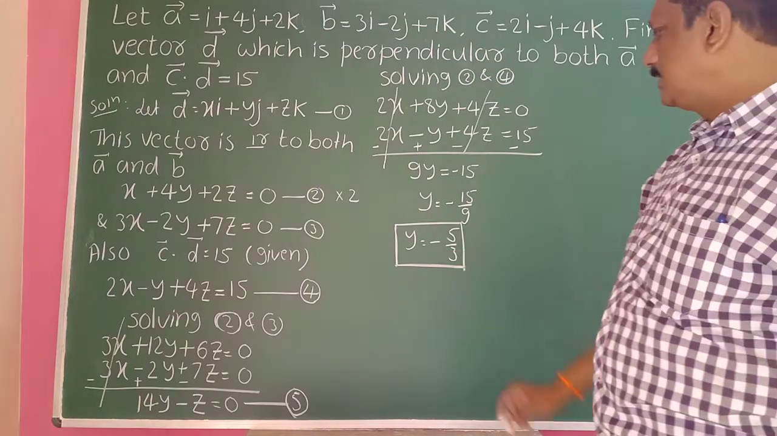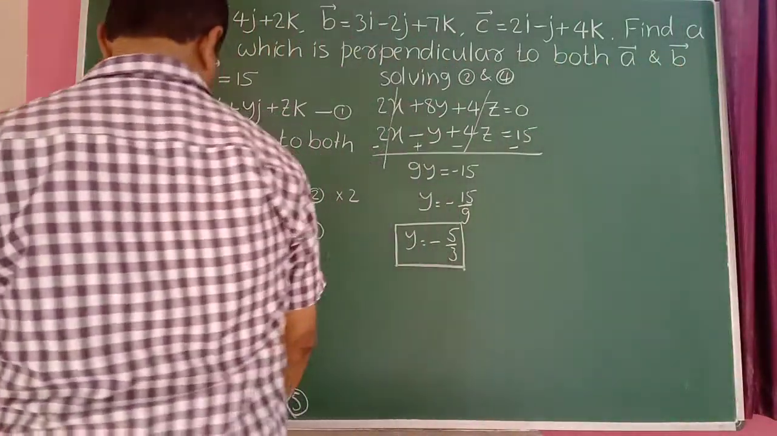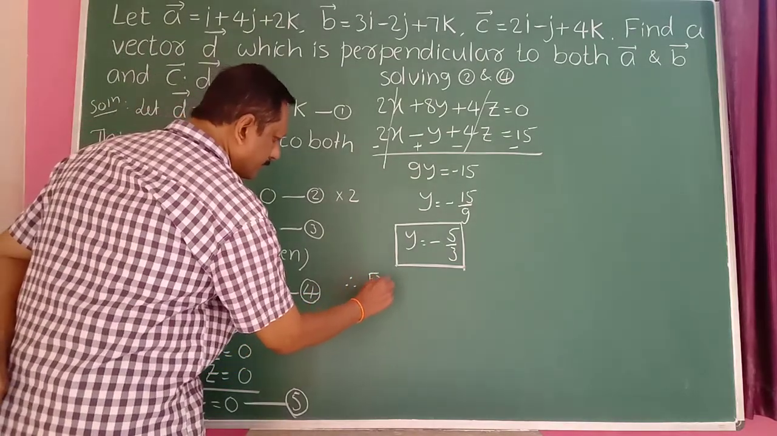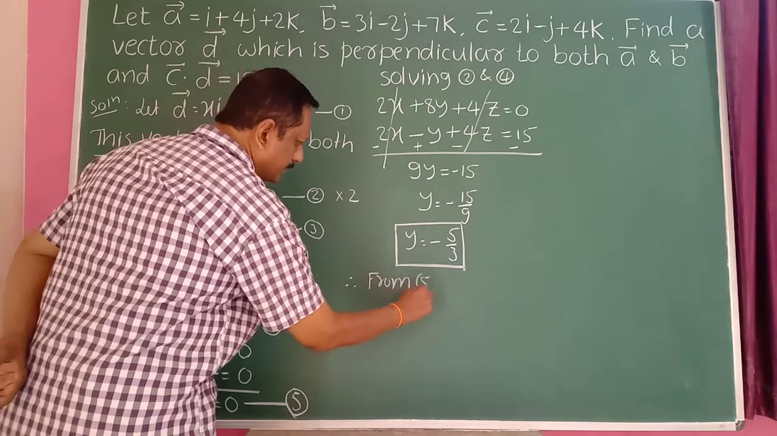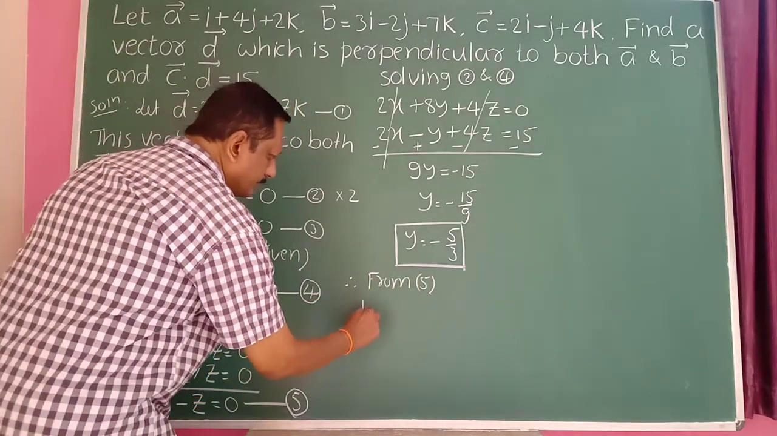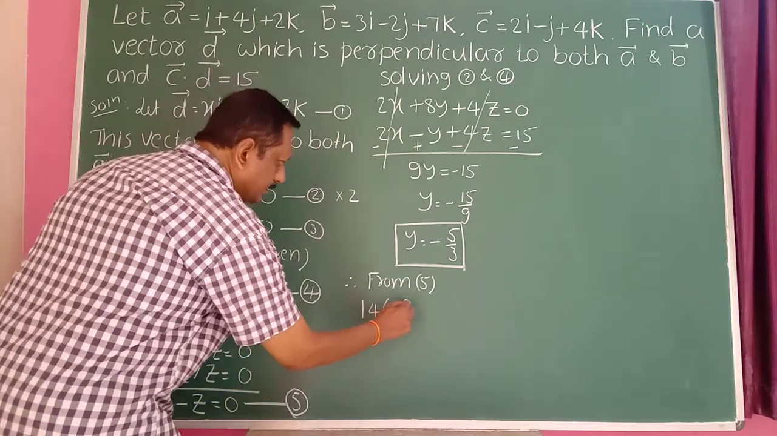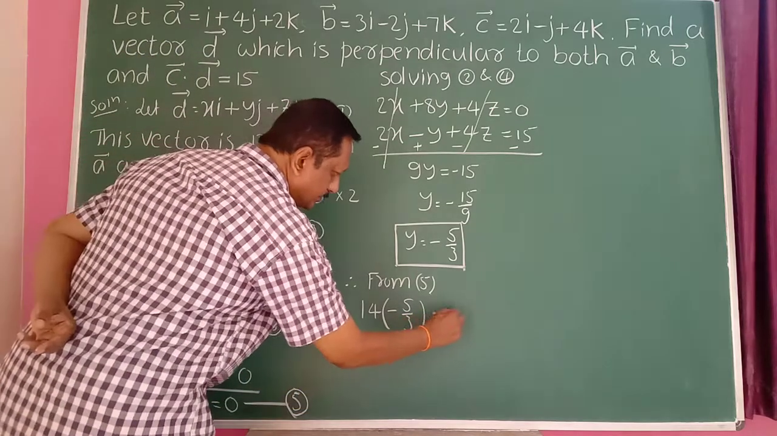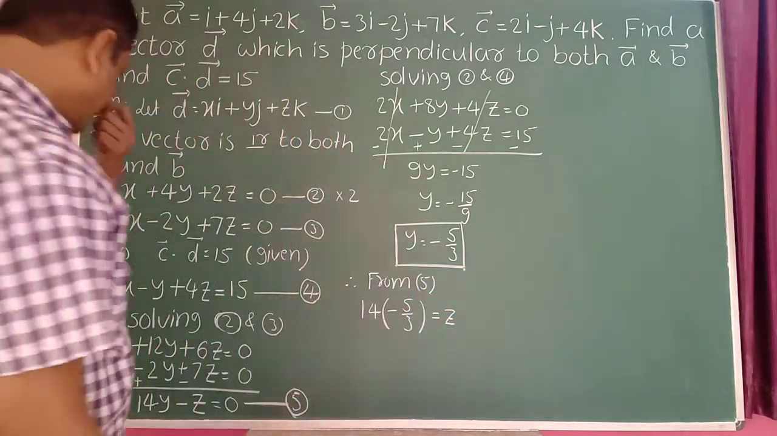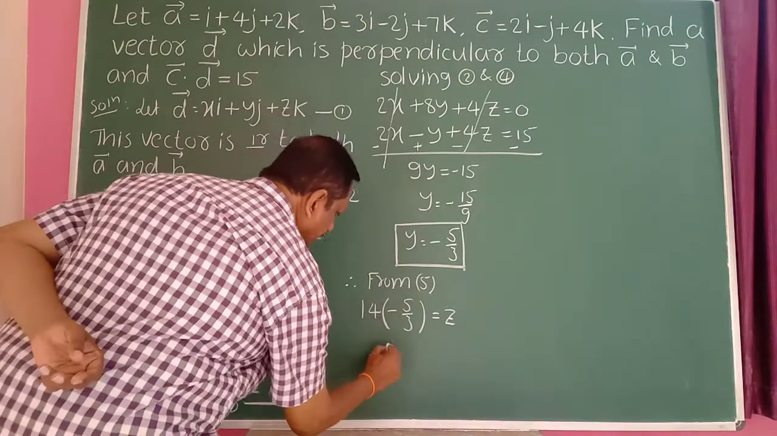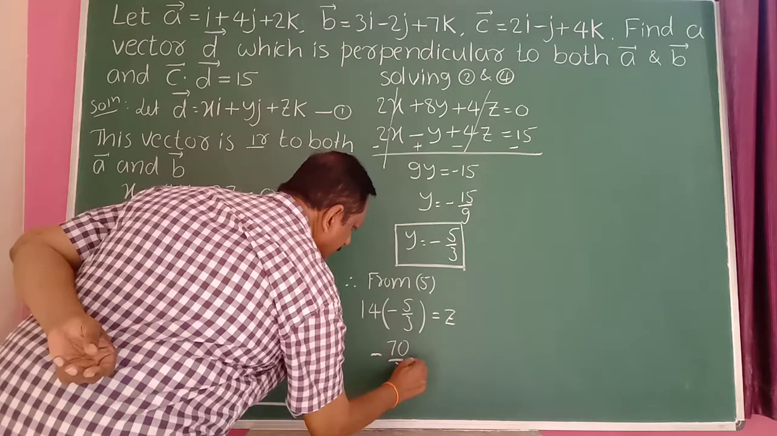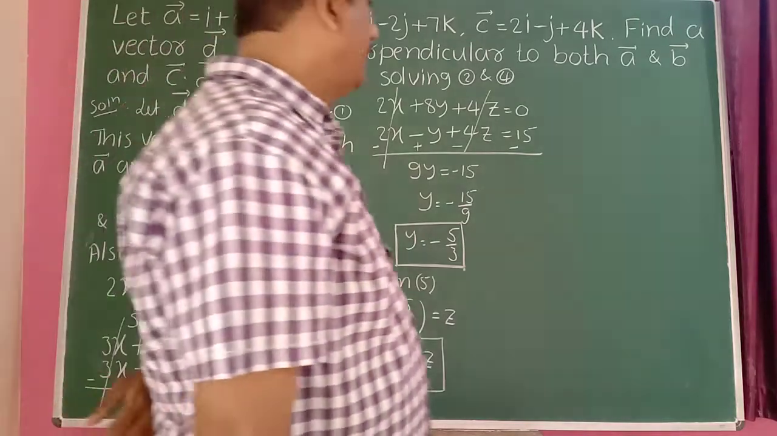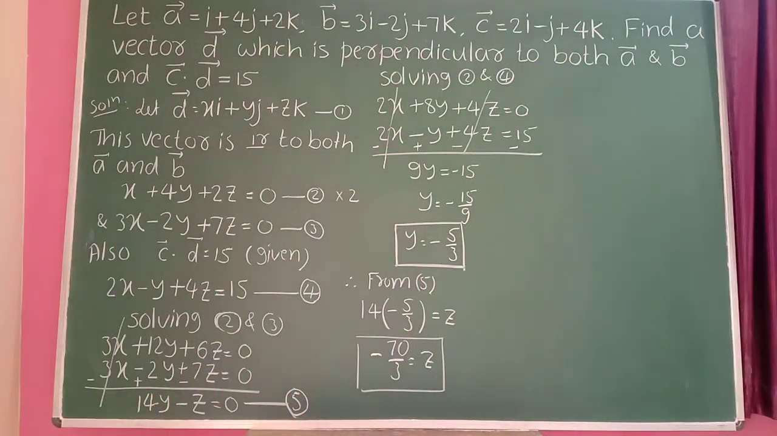Next substitute this y equal to minus 5 upon 3 in equation 5. From equation number 5, 14 into minus 5 divided by 3. Take minus z to the right hand side, so this equals plus z. Then minus 14 5s are 70, 70 divided by 3. Therefore z is equal to minus 70 divided by 3.